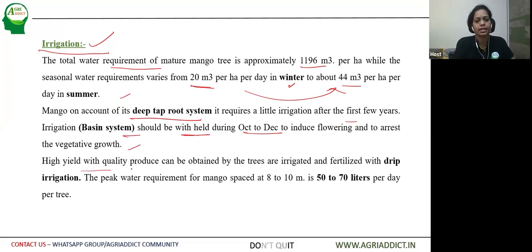Then high yield and quality produce can be obtained from trees that are irrigated and fertilized with drip irrigation. So nowadays, under high density planting, drip irrigation is the most popular method of irrigation, because water does not go to waste and maximum utilization of the water can be achieved. Then the peak water requirement of mango, when spaced around 8 to 10 meters, is 50 to 70 liters per day.